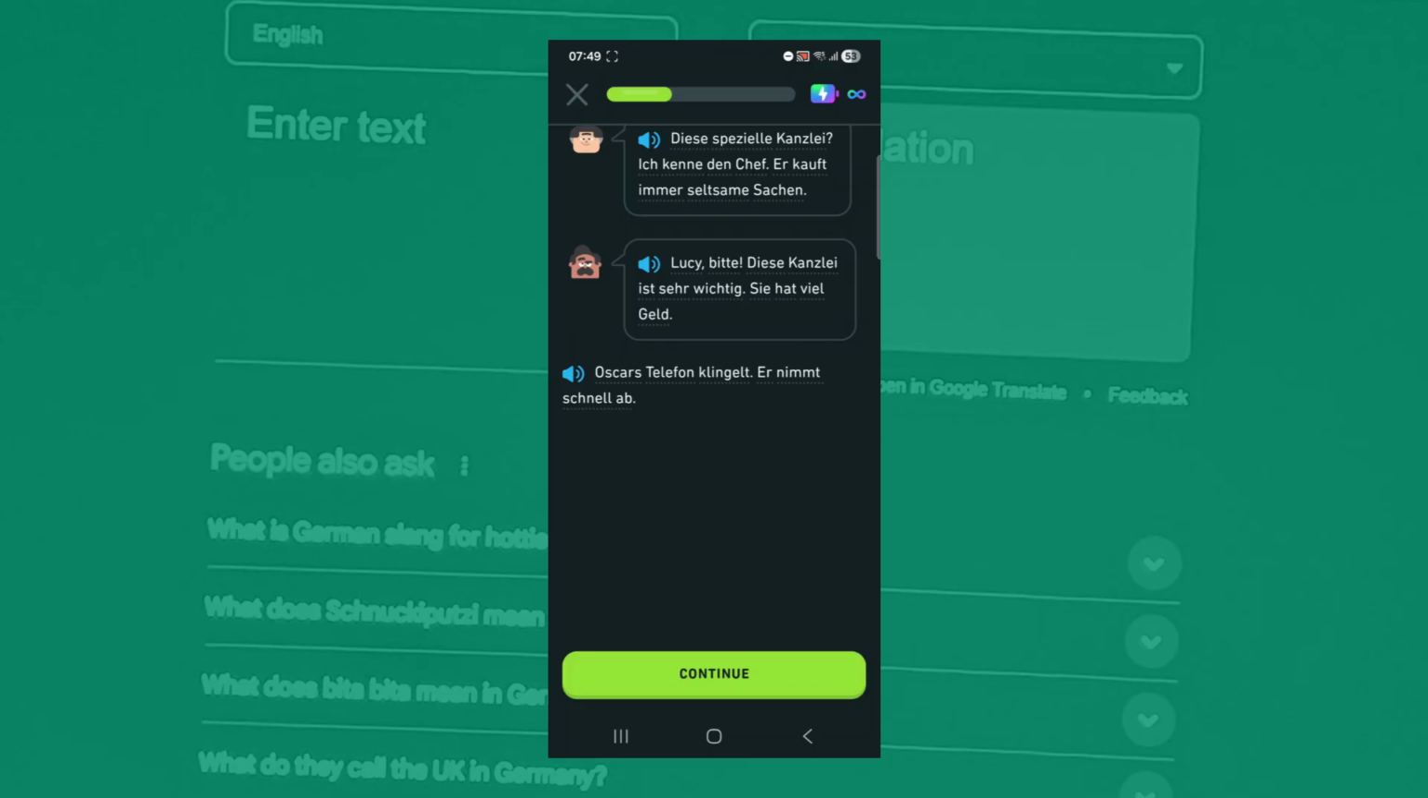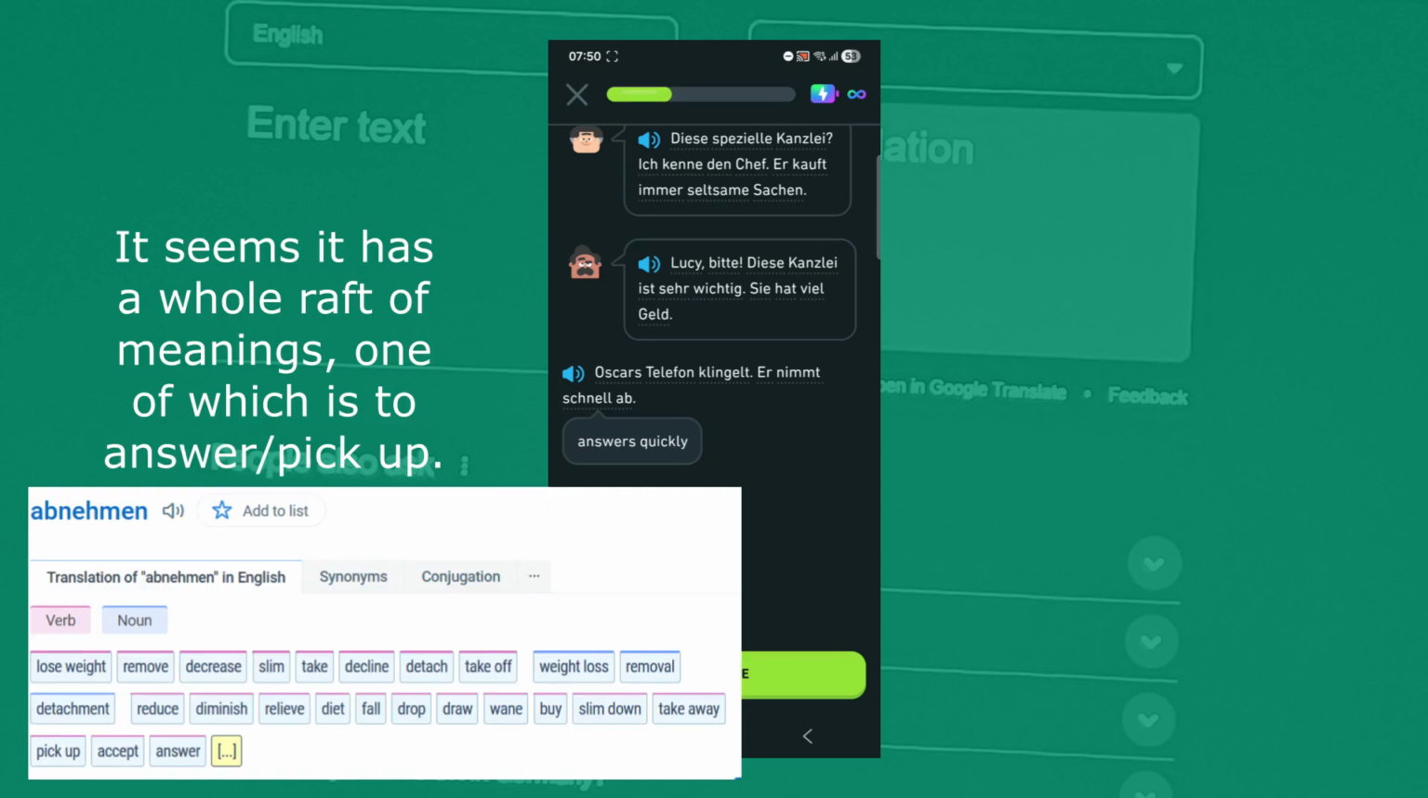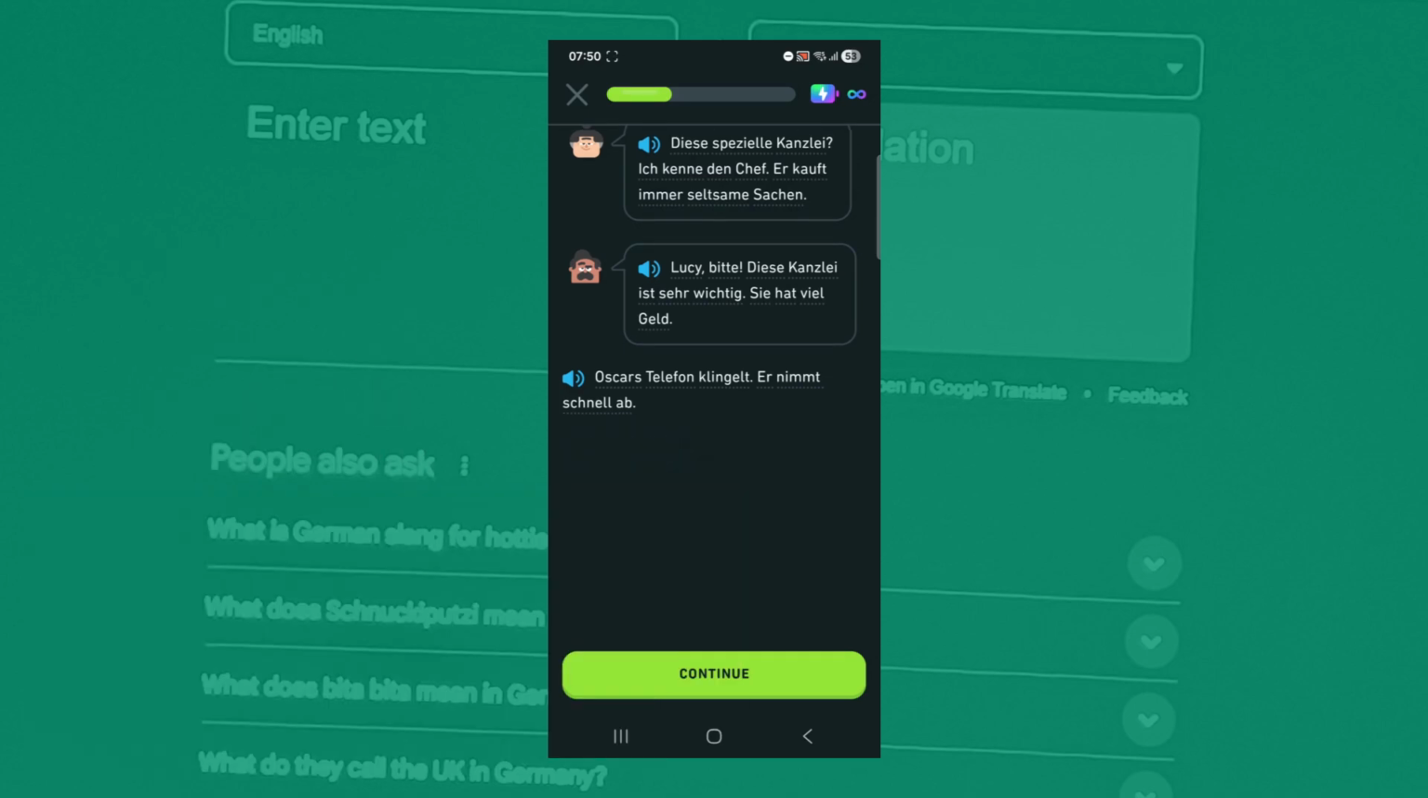He answers it quickly. Nimmt ab. Okay, so now I'm going to look up on my computer to make sure that abnehmen is... Okay, I'm really confused by that because that's not what abnehmen is to lose weight according to Google. We'll just ignore that for the moment.